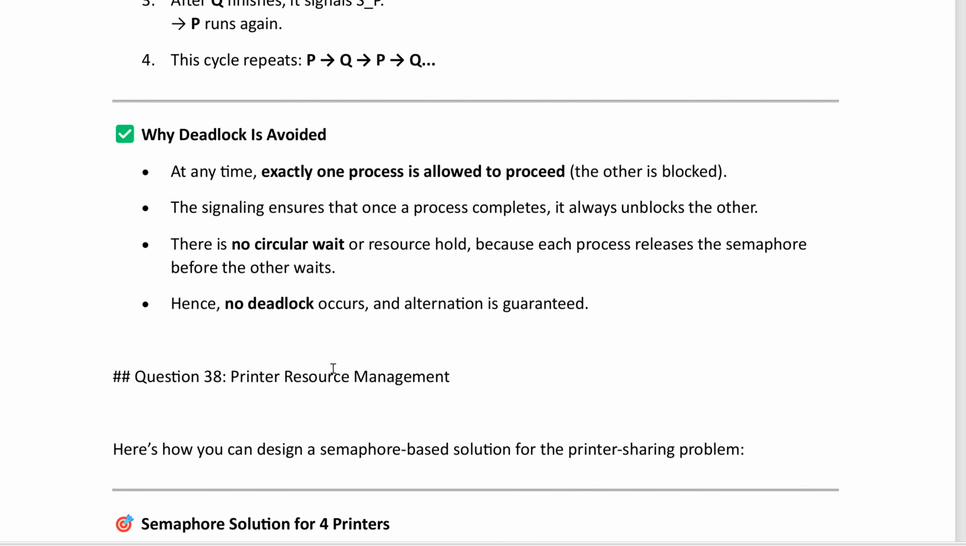Why is the deadlock avoided in this case? At any time, exactly one process is allowed to proceed, the other is blocked. The signaling ensures that once a process completes, it always unblocks the other. There is no circular wait or resource hold. So none of the conditions for deadlock is fulfilled here. That's why there is no deadlock. Hence, no deadlock occurs and alternation is guaranteed.